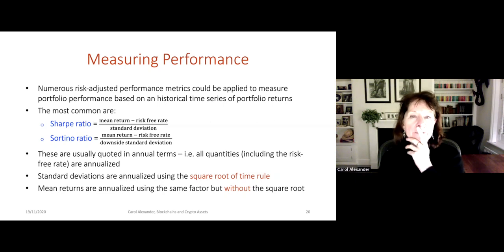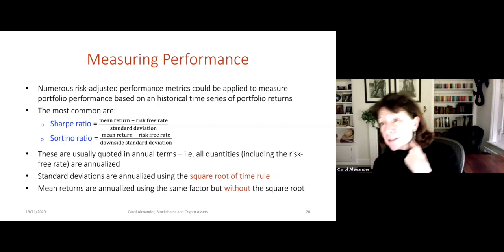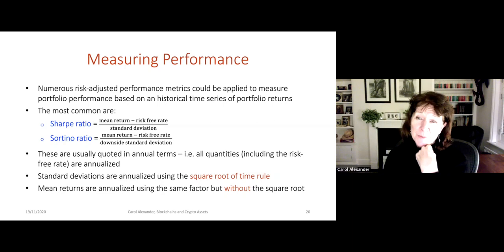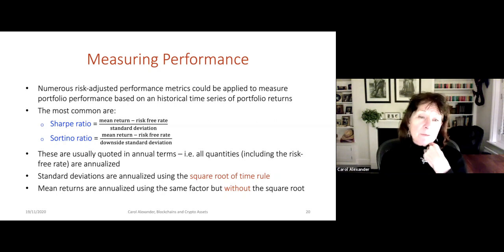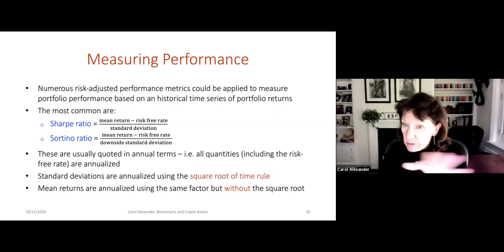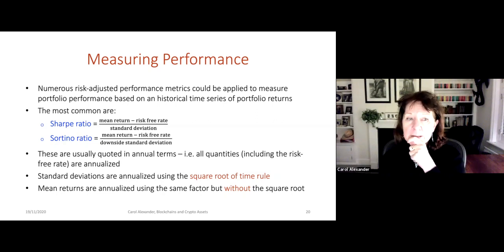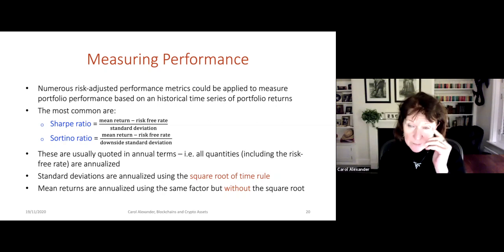I'm sure you have. You've probably come across this as well, how to measure performance. And there's loads of ways. There's 101 different performance metrics that could be applied to measure the performance, and what you need is a historical time series of portfolio returns. The most common are the Sharpe ratio, which is the mean of that historical time series, and then you take off the risk-free rate and divide by the standard deviation of that time series.